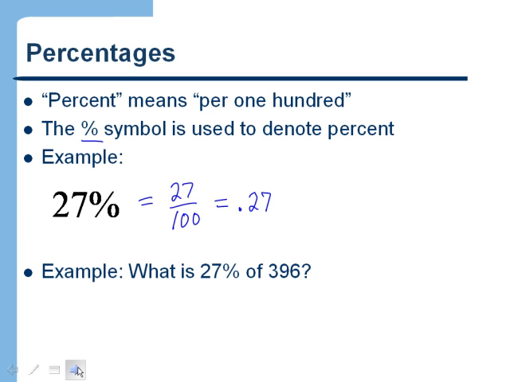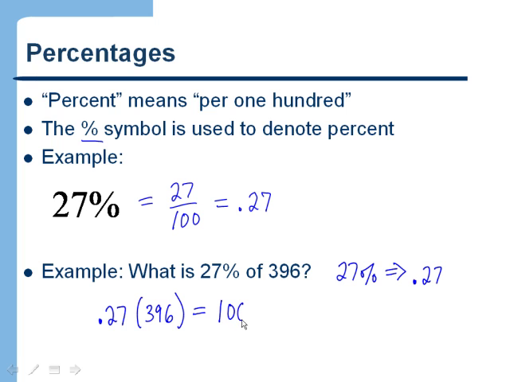Let's take a look at an example. What is 27% of 396? Well, in order to do a calculation like this, the first thing that we do is we convert that percentage to a decimal. So we go from 27% to 0.27, and then we simply take 0.27 and multiply 396 by it. And if you do that on your calculator, what you'll find is that it comes out to 106.92. So that would be 27% of 396.